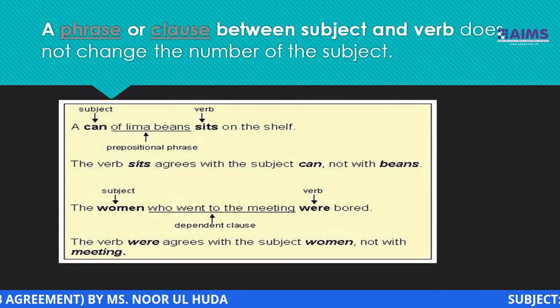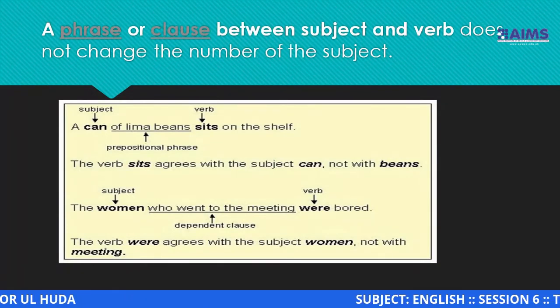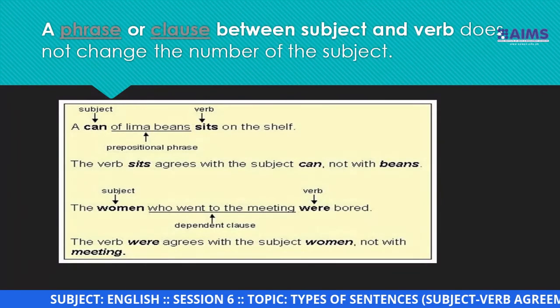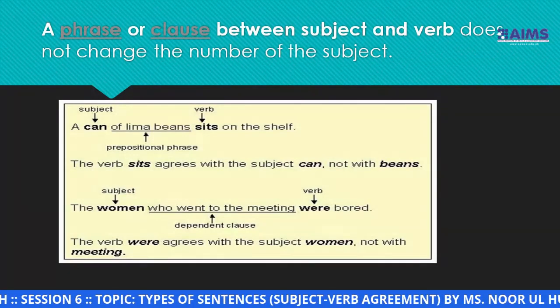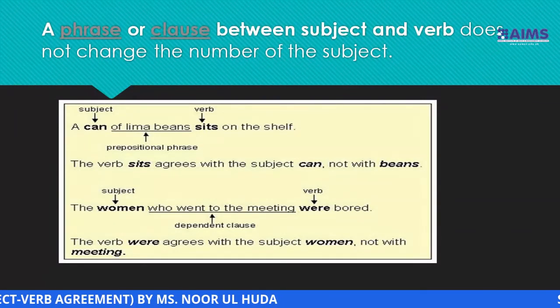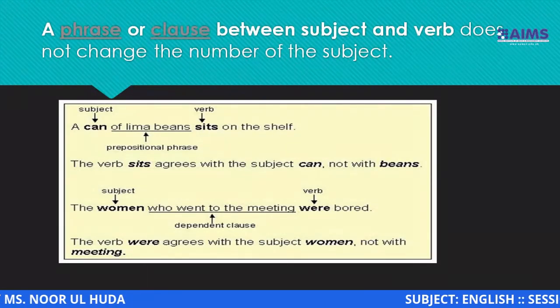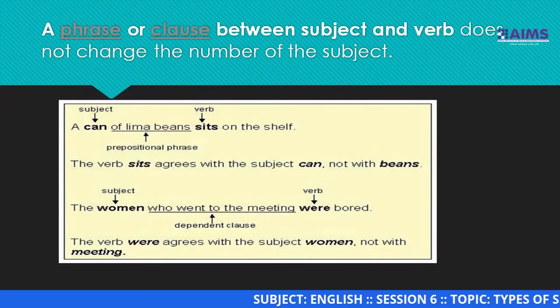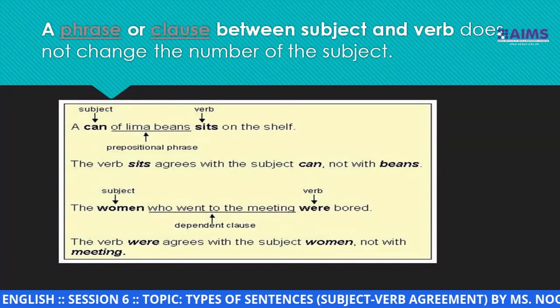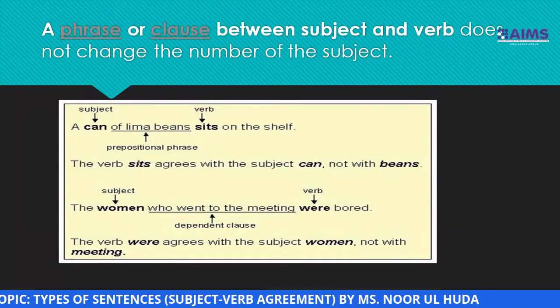Okay, the women. This is plural, obviously. Women who went to the meeting were bored. Who went to the meeting? However, the meeting is singular, but we need to pluralize the verb because the subject is plural. The women is plural, so we need to make the plural form of the verb.